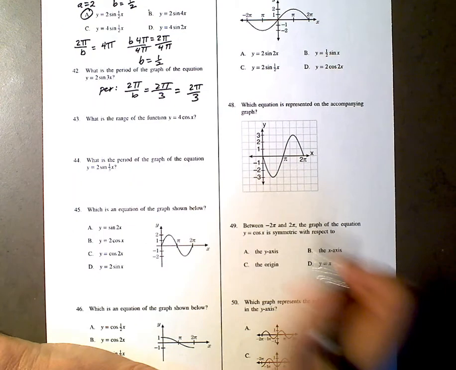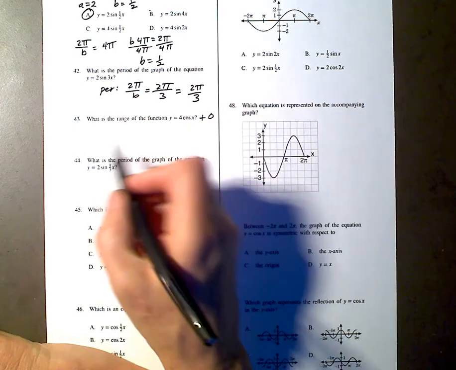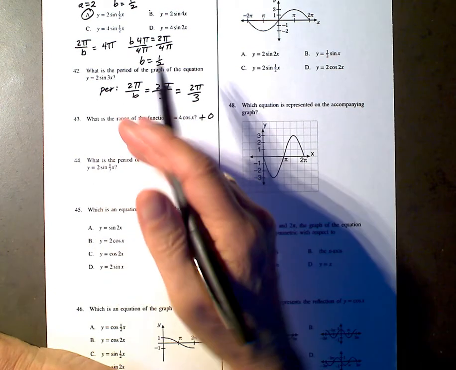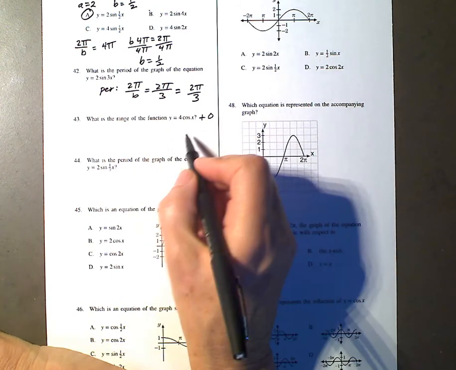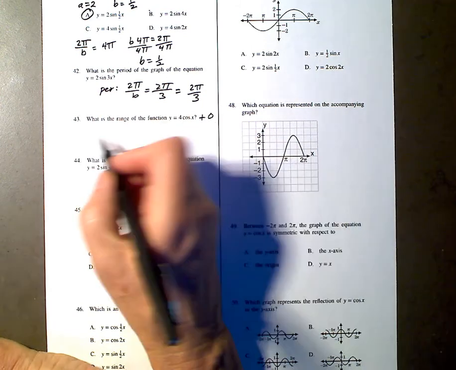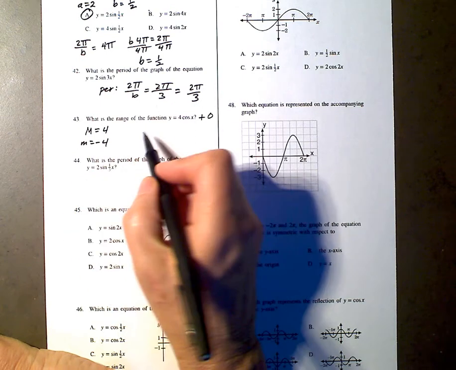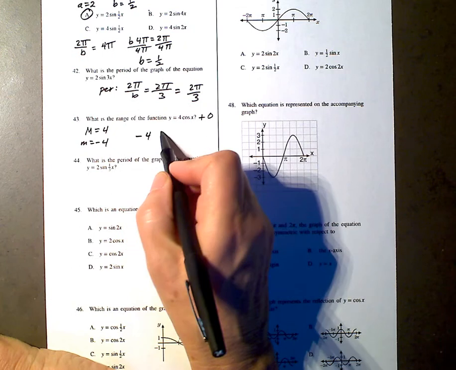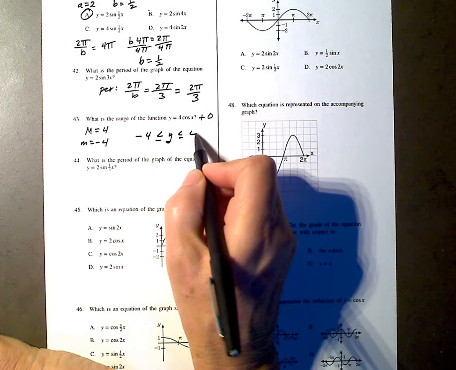Okay, so this function, d is 0, right? So this is not lifted up or shifted down from the x-axis. This is just at 0, and we go up by 4. So the maximum value will be 4. The minimum value will be -4. So the range of the function is going to be all of the y values between those two.